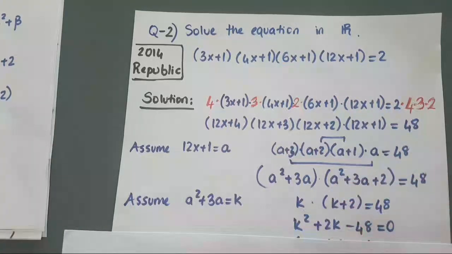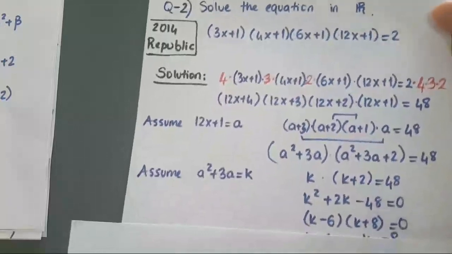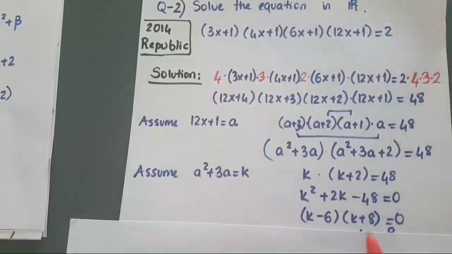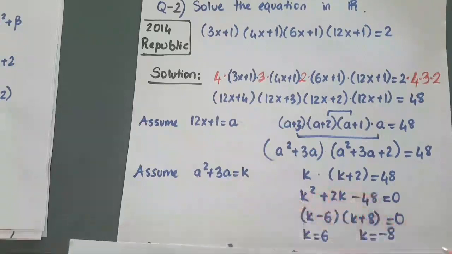K squared plus 2k minus 48 is equal to 0. I used factorization. K minus 6 and k plus 8 gives me k squared plus 2k minus 48. So here we have two solutions. K is 6 and k is negative 8. Are we done? Are we done, guys? Not yet. Remember, the question said solve the equation. I got k. So let's go back.